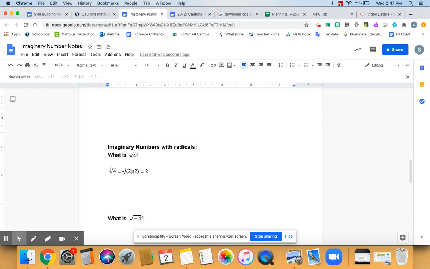However, that is not the only answer. Because tricky, -2 times -2 is also positive 4. So technically, anytime you simplify a radical, the answer isn't just 2, it's also -2. So there's this symbol in math that looks like this. Here, I'm going to zoom real fast.